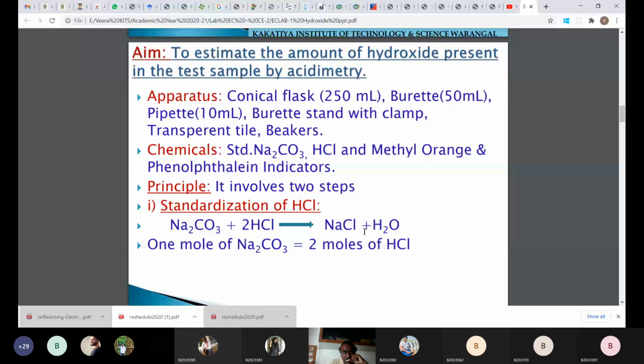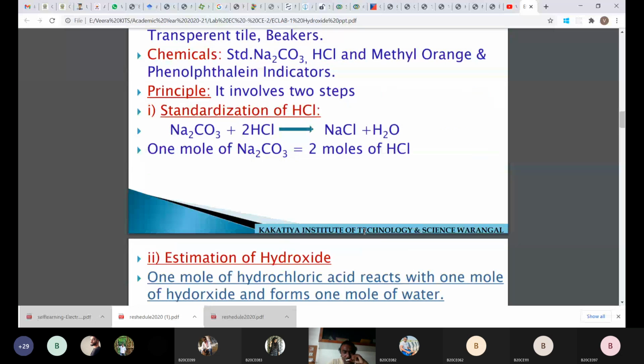Is the equation right or wrong? Anybody? It's not balanced. Yes, it is not balanced. Here there are 2 moles of sodium, but here there is only one. And here 2 moles of chloride, here only 1 mole. So we have to make it here 2 NaCl plus H2O.